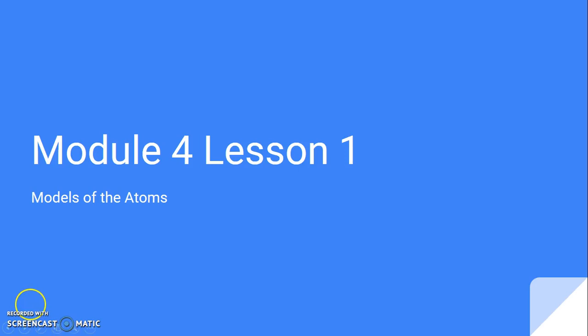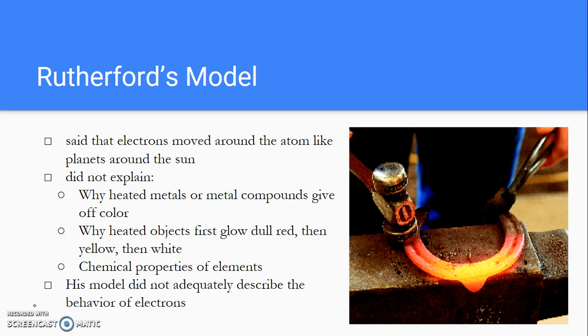This is Module 4, Lesson 1. We are going to continue to talk about models of the atom today and lead up to our current model of the atom. So we learned in our last module about Rutherford's gold foil experiment and how Rutherford said that the atom was mostly empty space with a positive dense nucleus in the center of the atom.